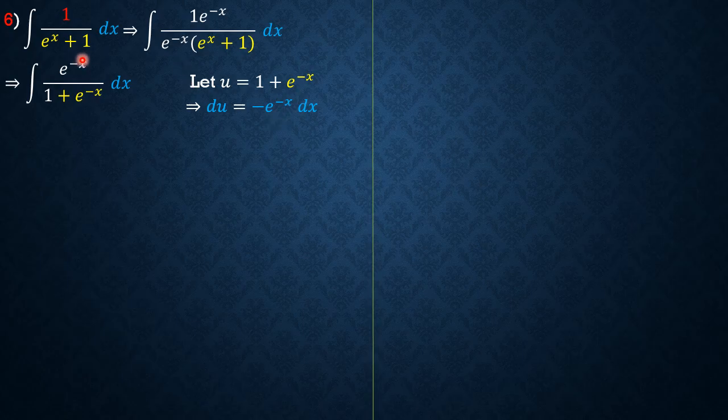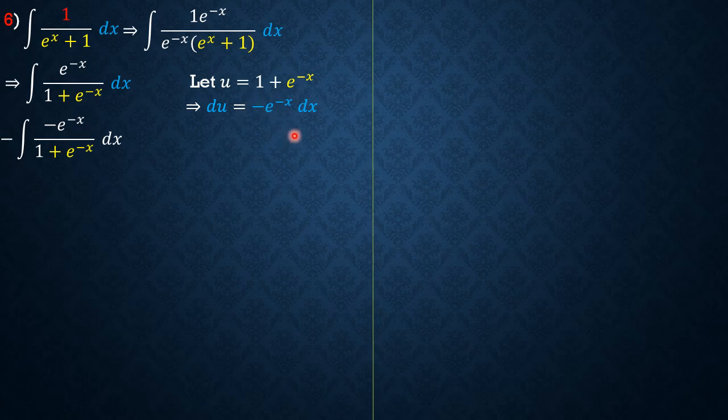But friends, we have e raised to the power negative x, we don't have the negative, so we are going to put a negative here and also put it outside, so that negative times negative gives you positive. So we are going to have negative of the integral of negative e raised to the power negative x over this, because this negative can multiply this one to give us positive. Everything is held the same. Great. So do you see that we now have negative e raised to the power negative x dx, which is our du.